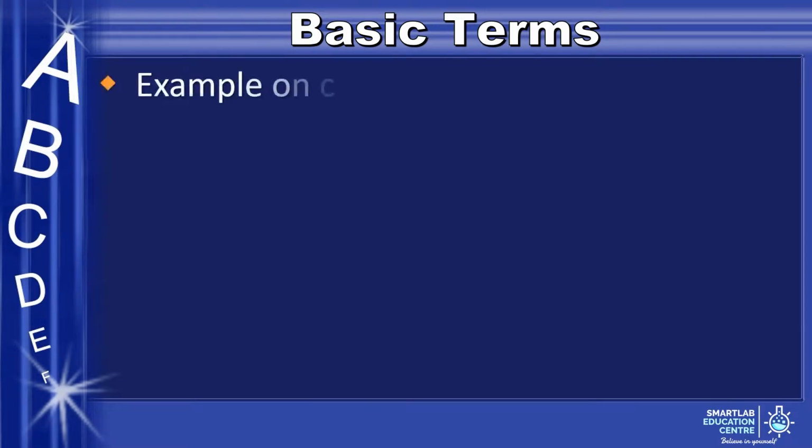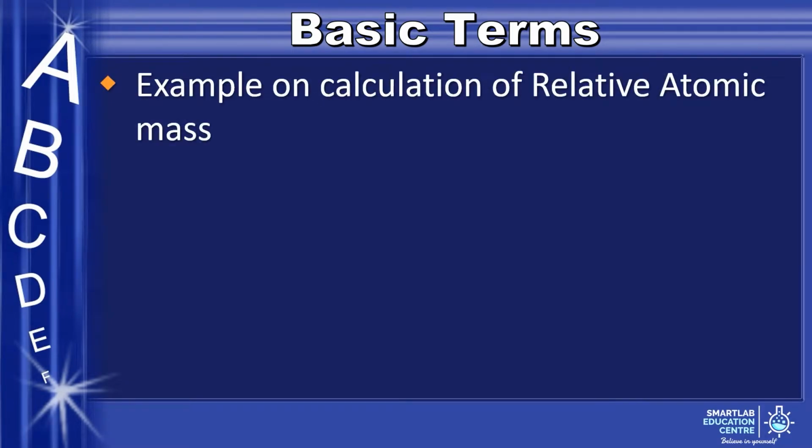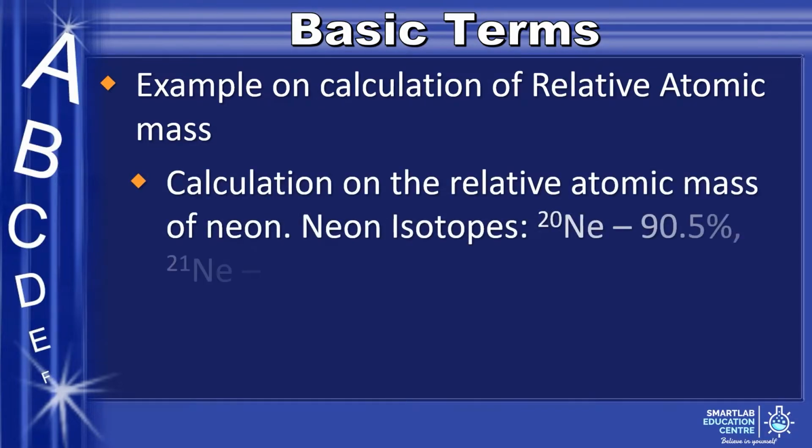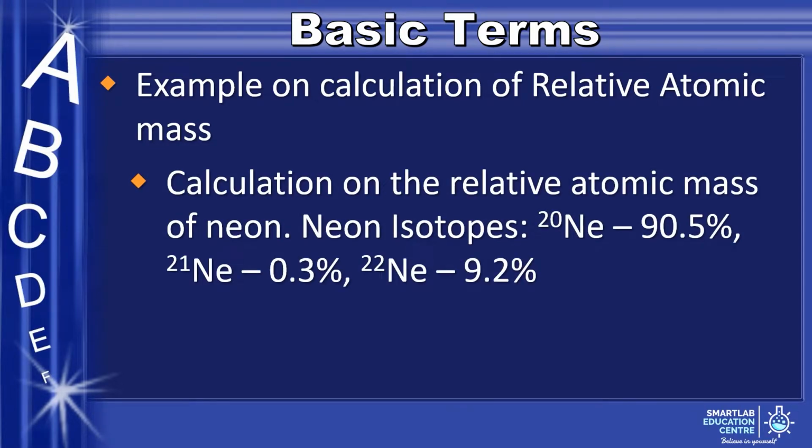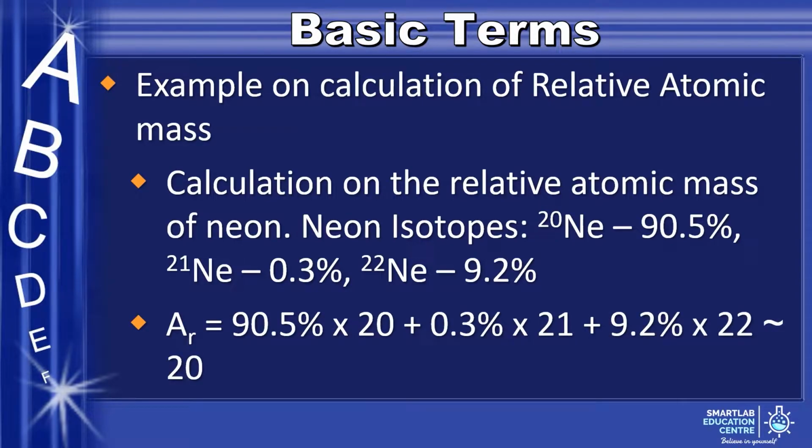Here is an example of calculation of relative atomic mass. Given the data regarding neon as seen, how will we calculate the Ar? We take the percentage abundance of each isotope multiplied by their respective Mr, and eventually we will have a value of approximately 20.